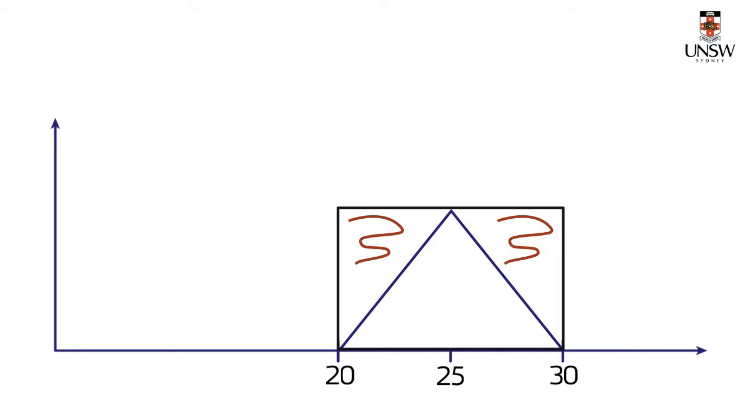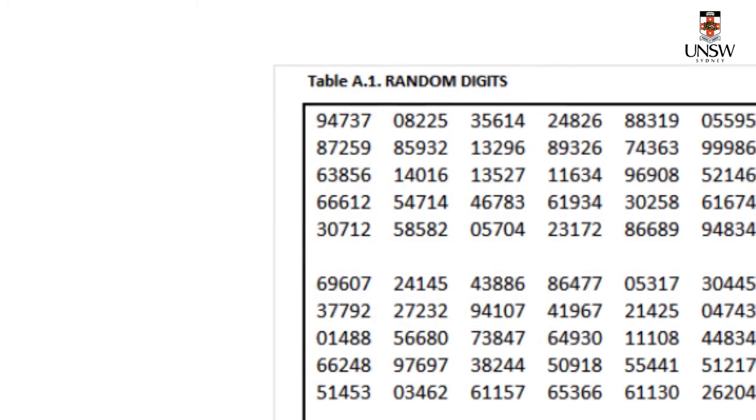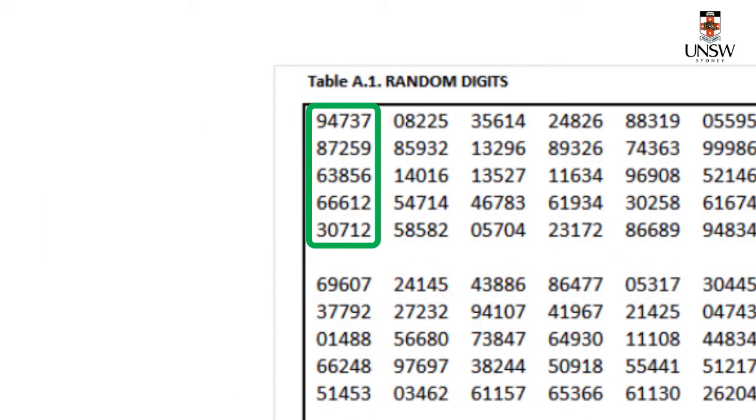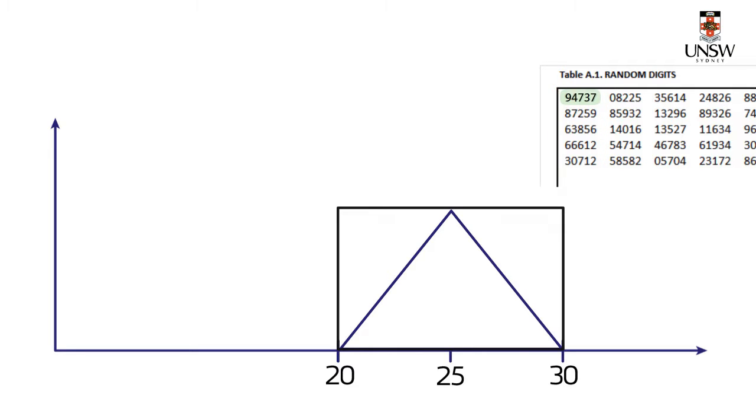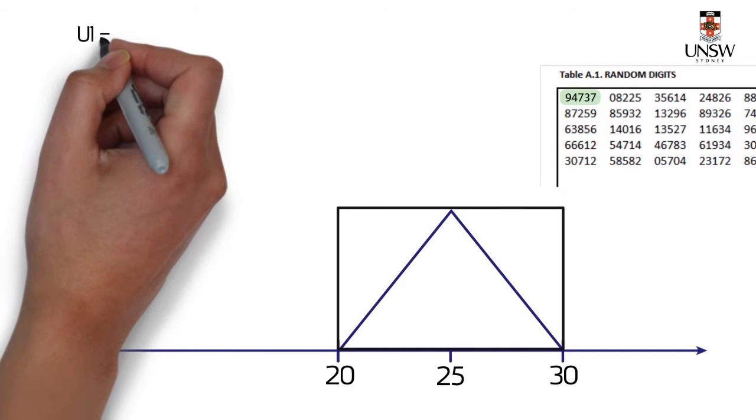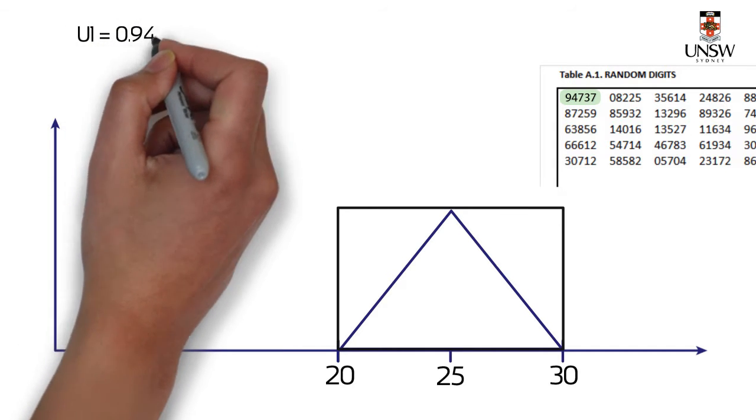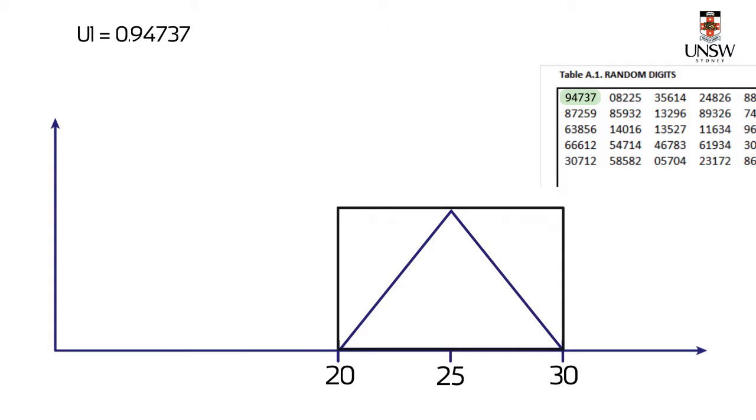Now, unfortunately, because the triangle is half the size of the rectangle, we're going to throw away half of our numbers. That's the problem with this method. You throw away many of your numbers. Let's go to our table to find our first number. The first number is 94737. So we take this number and divide it by 100,000 and we get U1 equals 0.94737. Okay, now we need to have a number between 20 and 30.